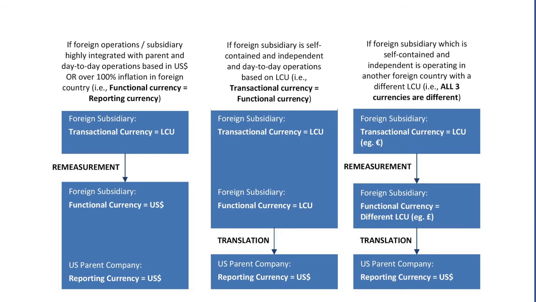So if the foreign operations or the foreign subsidiary is highly integrated with parent and the day-to-day operations are based in US dollars, that means the functional currency is also US dollars, or highlight functional currency equals reporting currency. In that case, we need to go for highlight remeasurement. Now this is also applicable in cases where there is underlying over 100% inflation in foreign country.